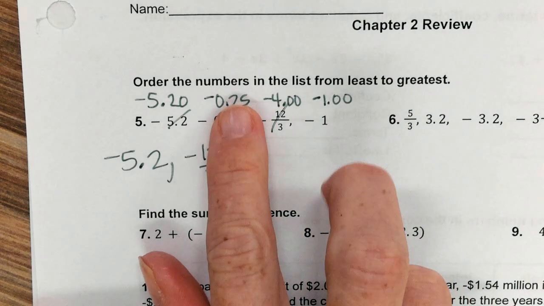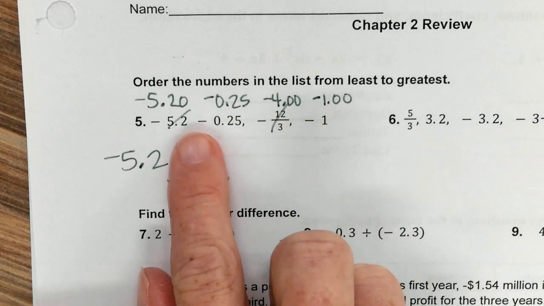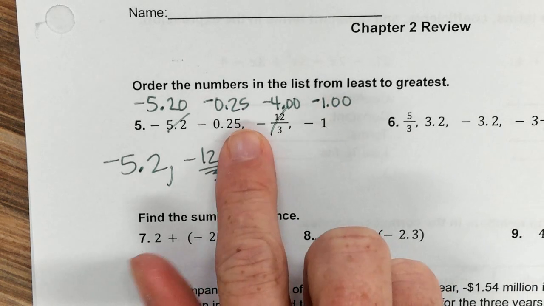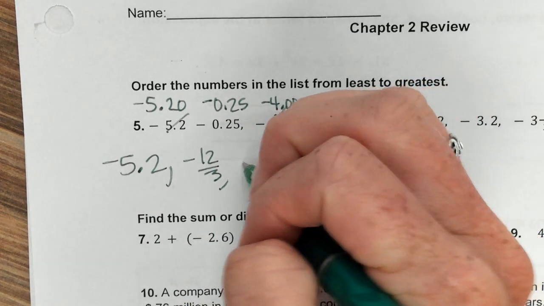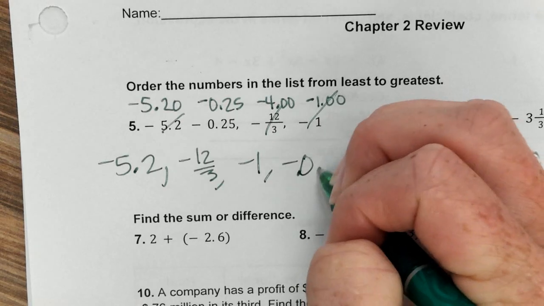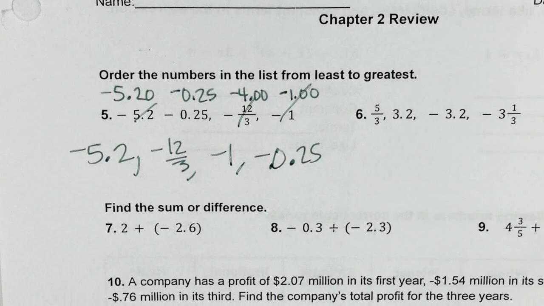Okay, after that one, 25 cents or $1, you owe both of them. This one's further from 0. It is also owing more money than 25 cents. So negative 1, I'm writing it in its original form, and then negative 0.25. And that's my answer to that one.